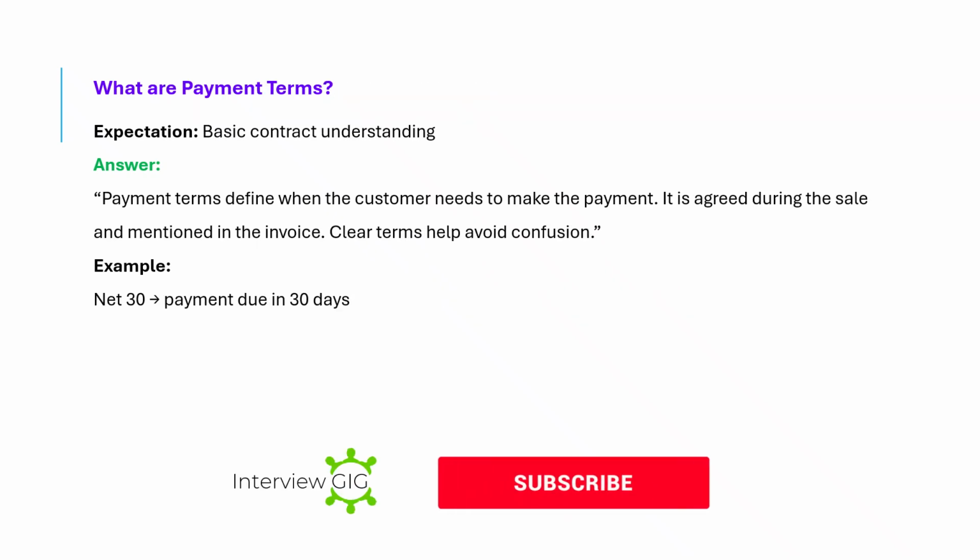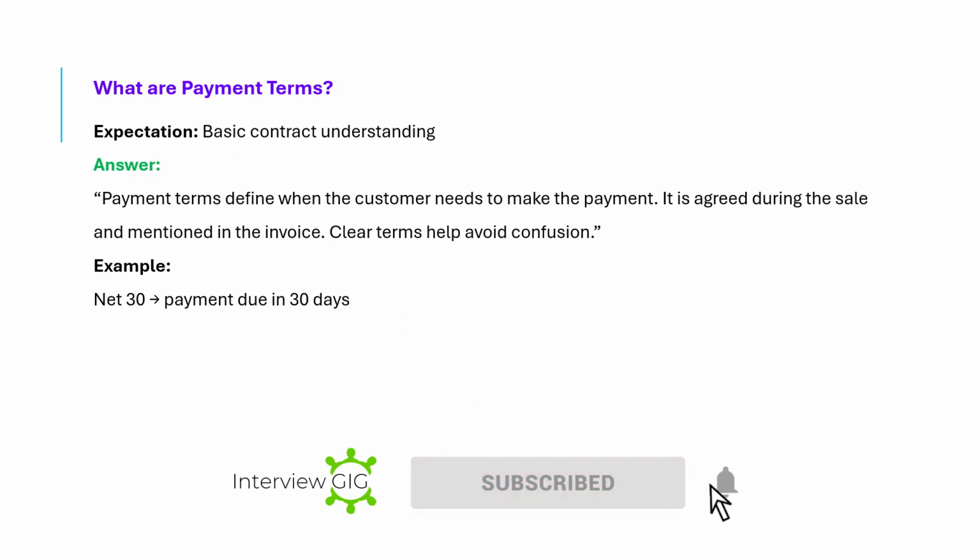What are payment terms? Expectation: basic contract understanding. Answer: payment terms define when the customer needs to make the payment. It is agreed during the sale and mentioned in the invoice. Clear terms help avoid confusion. Example: net 30, payment due in 30 days.